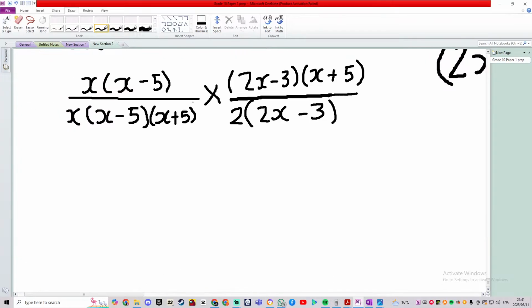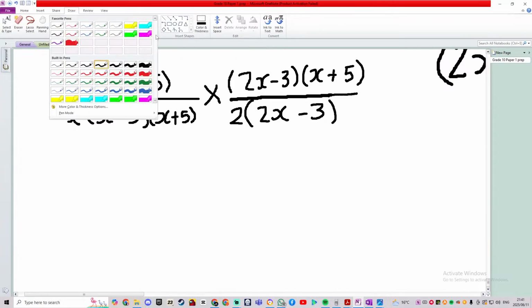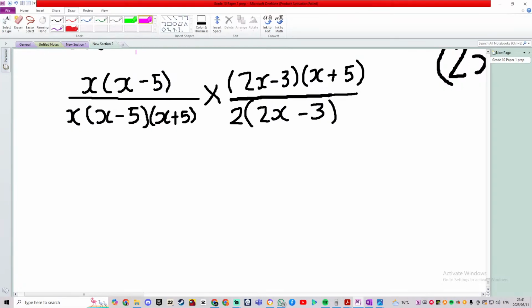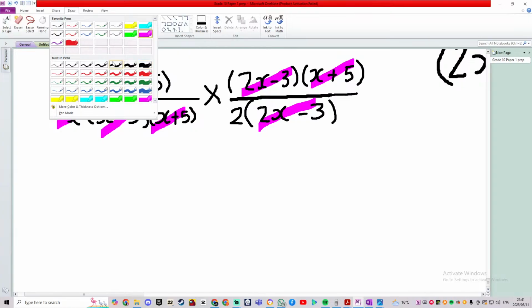Okay, now I can cancel. I'm going to take my purple highlighter and cancel. So that can cancel with that. The x plus 5 cancels with the x plus 5 here. The 2x minus 3 cancels with that 2x minus 3. That x cancels with that x. Look how beautiful that cancels out. My goodness.